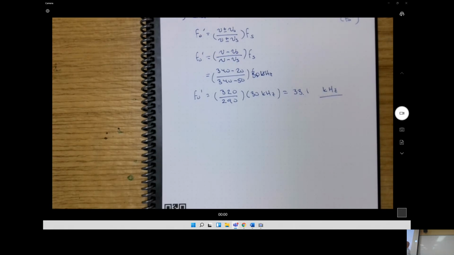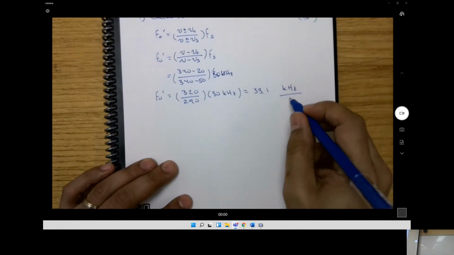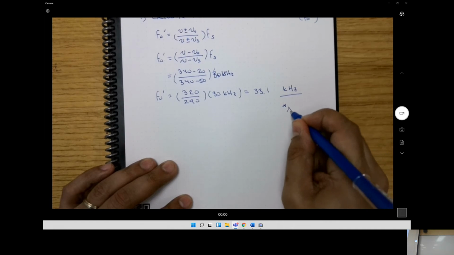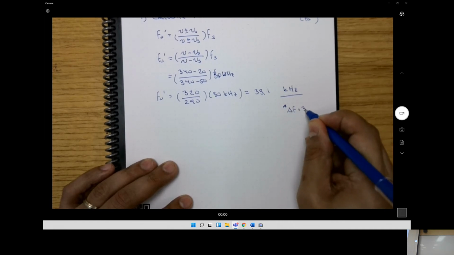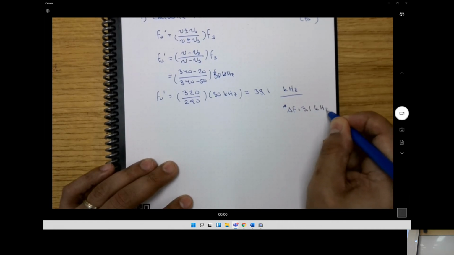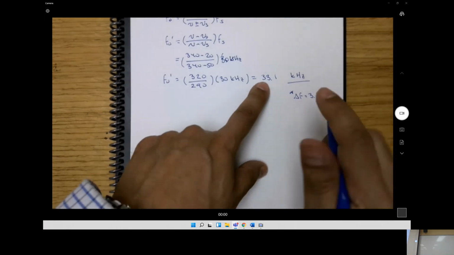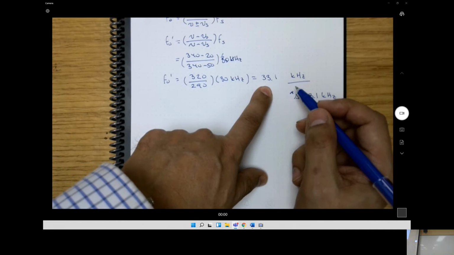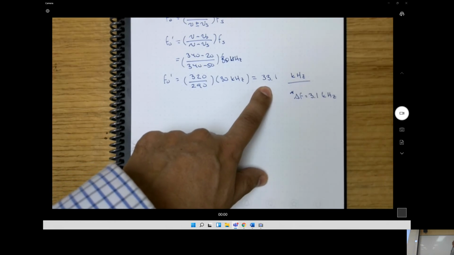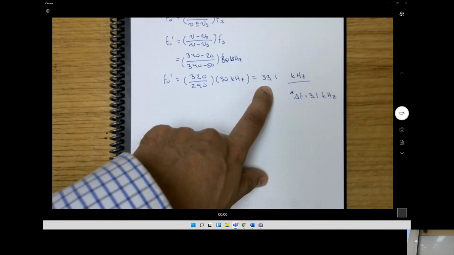Okay, notice that the shift in frequency, the increase in frequency, is 3.1 kilohertz. So I'm going to make a little note here: delta F is 3.1 kilohertz. Now this frequency over here, this 33.1 kilohertz, is the frequency that is bouncing off the moth.